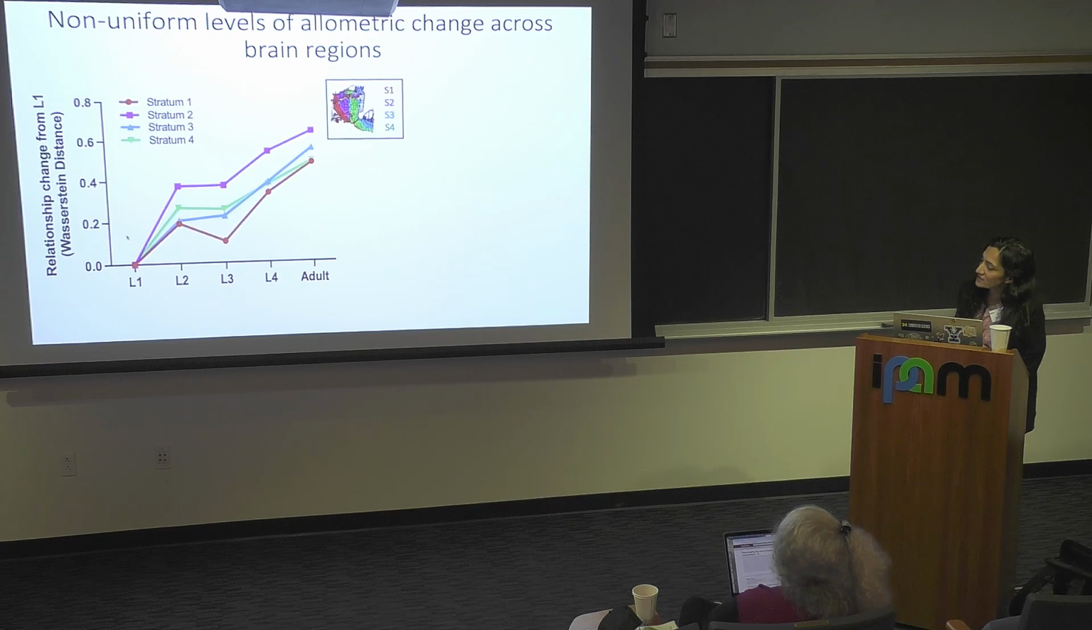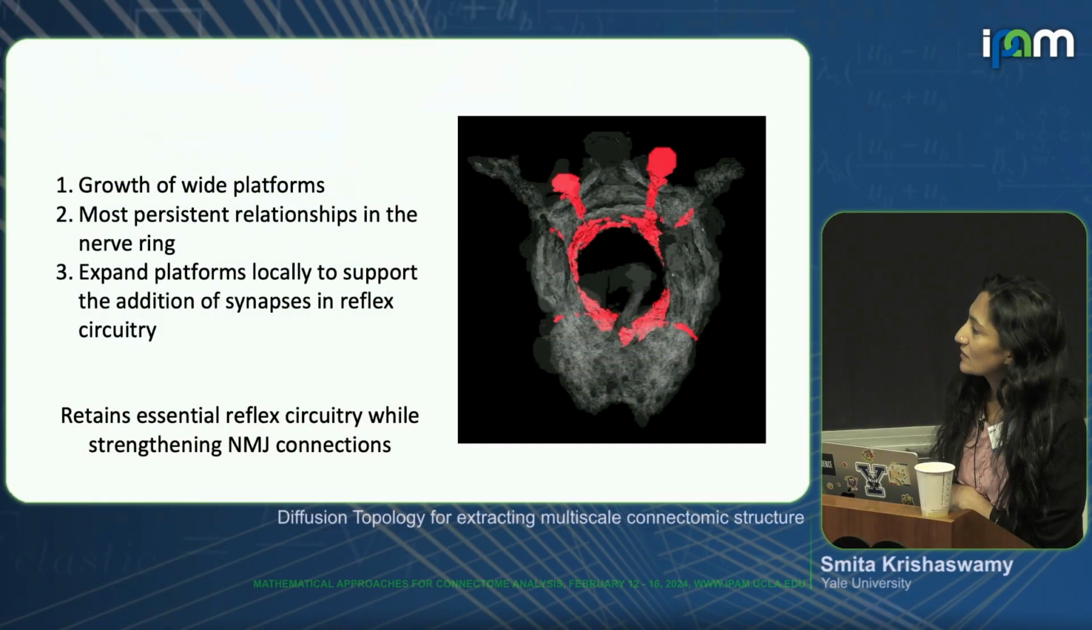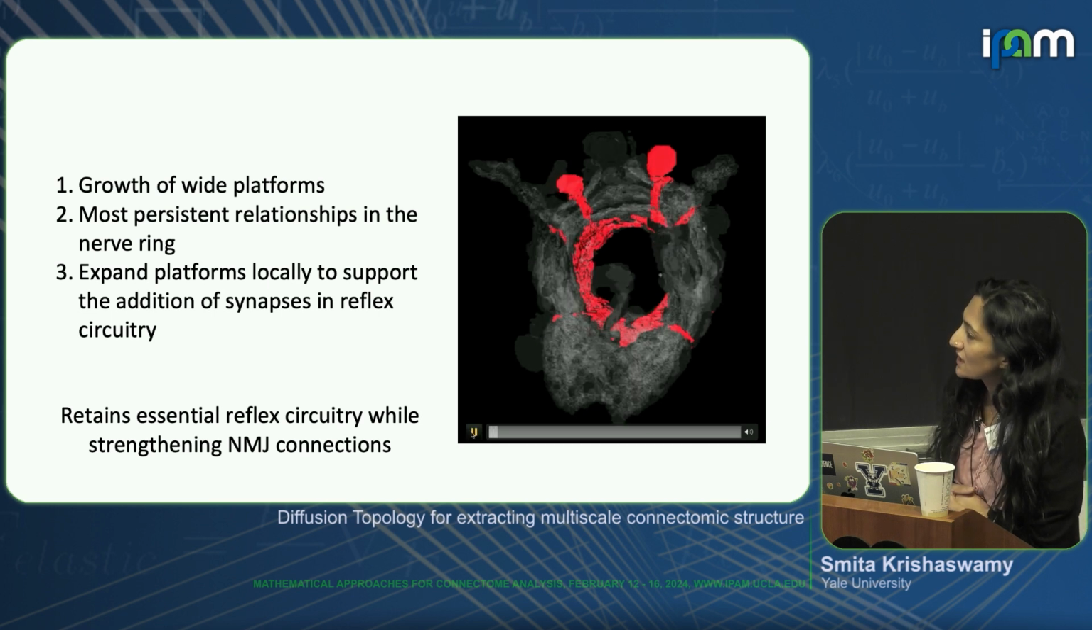This is showing Wasserstein distance between this and others as time goes on, and you see that the red has the least Wasserstein distance, corresponding to the most persistent, and S2 shows the greatest allometric relationship changes. And it turns out structurally S1 is kind of flat.